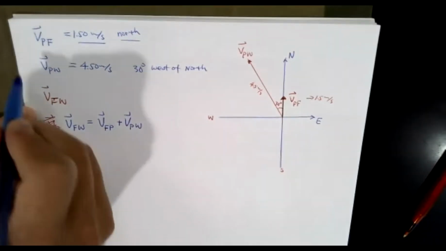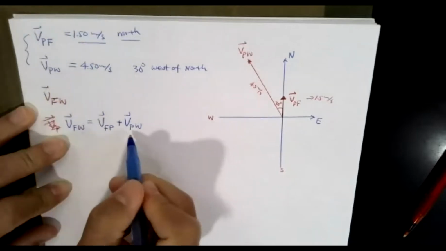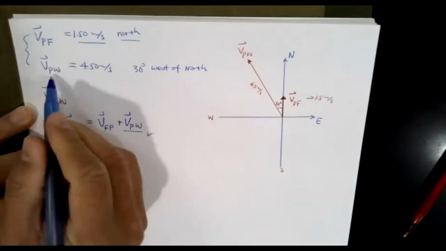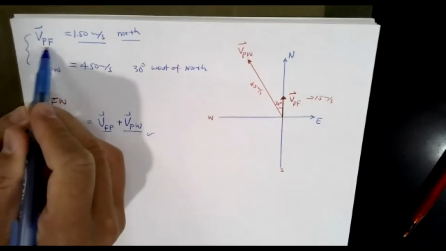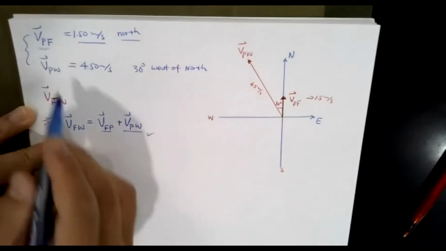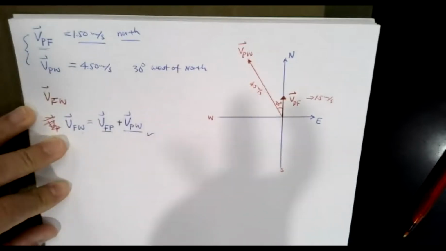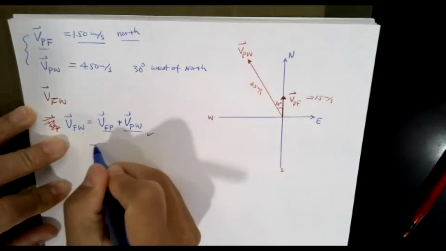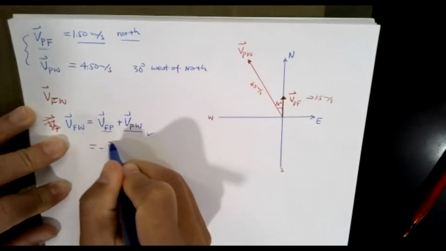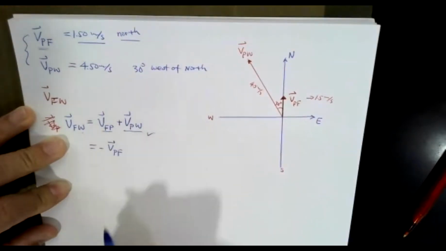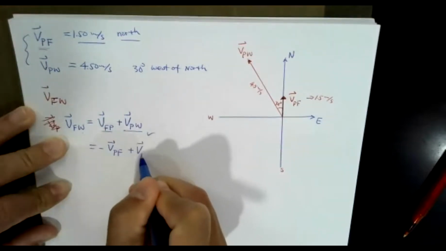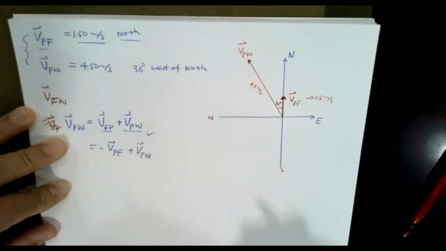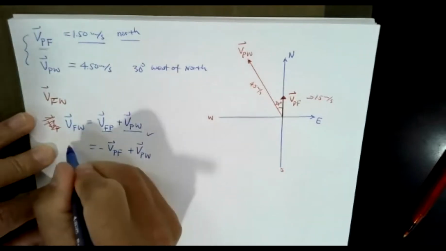We are given 2 velocities here. The second one is given directly. Now we need this one, but we are given this one. But if you remember, if you switch the 2 subscripts, then it becomes negative. So this is equal to negative of velocity of person with respect to ferry, which is given, plus velocity of the person with respect to water.